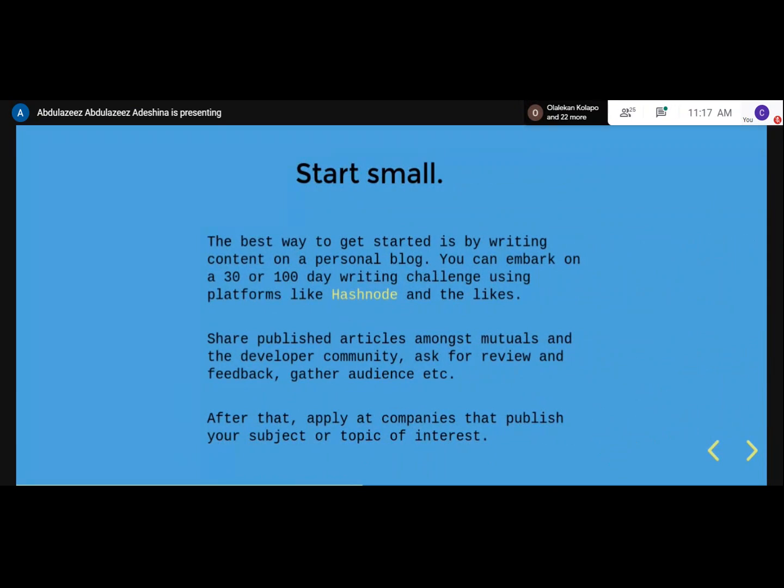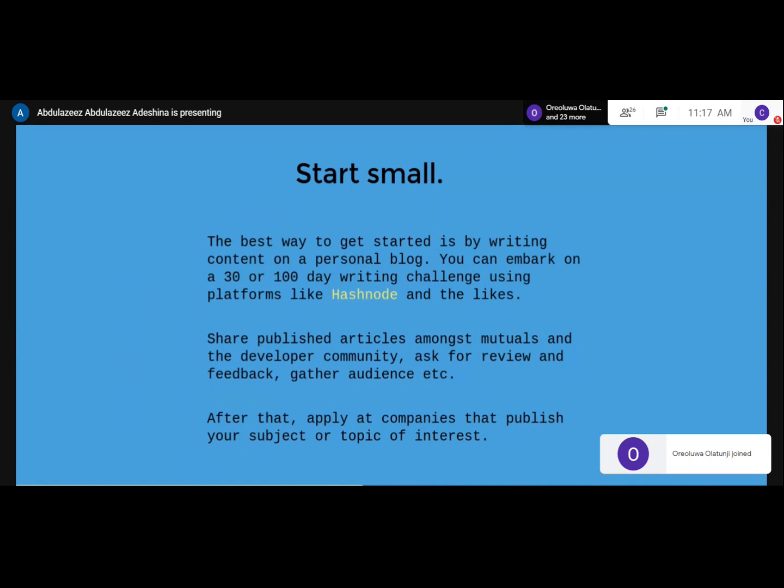So, how do you go about technical writing? Of course, you cannot just wake up a day and decide to start writing for companies without prior experience. The first thing you have to do is to start small. I've seen a couple of content writers engaging in this 30-day or X days of writing using Hashnode and other publication companies. That's a very good start.